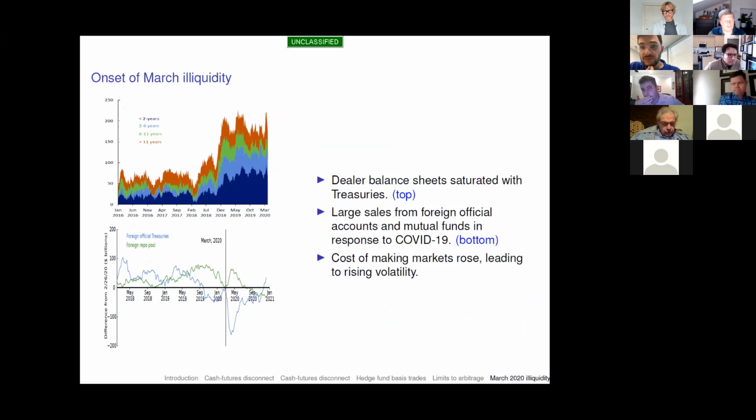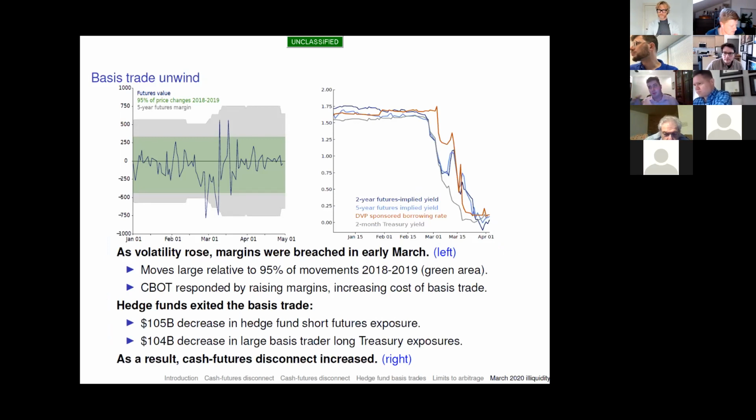What happened during March of 2020 is that there were large sales from real money investors like foreign official accounts and mutual funds that were associated with the onset of the pandemic and seemed to have led to it being hard for dealers to make markets. And as a result, we saw rising volatility, which had an impact on treasury cash futures basis traders. So in particular, there's going to be a direct and indirect effect on these basis traders.